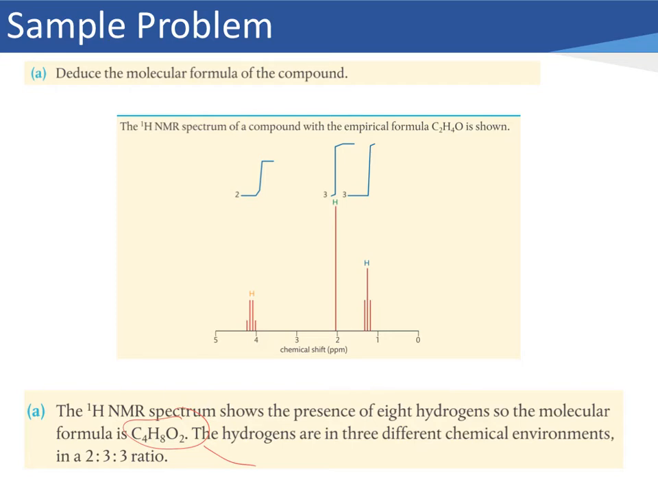Now, yes, it could be C8H16O4, but we didn't study molecules that were that big. So we're taking the simplistic route. Occam's razor: the simplest explanation is the best explanation. If I have 8 hydrogens, the best explanation is that the molecular formula would have 8 hydrogens. So we figured out the molecular formula.